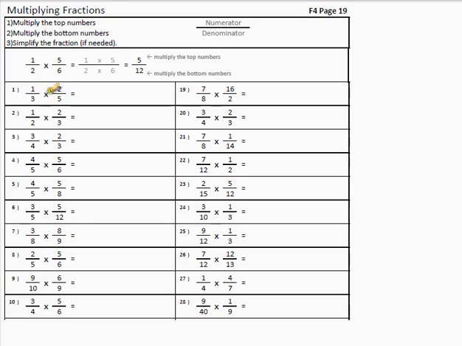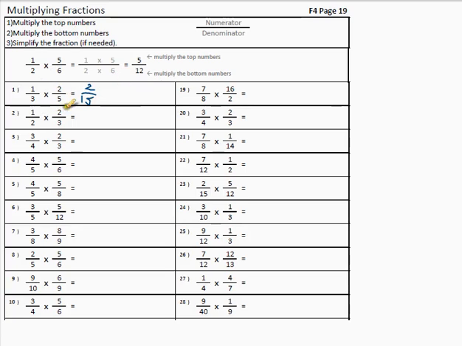Okay, times the top numbers here. The example says a half times 5 over 6. 1 times 5 at the top, 2 times 6 at the bottom. In other words, 5 over 12. Now what do you think this first one will be? 1 times 2, 2. 3 times 5, 15. Yes, a lot easier than adding and subtracting, isn't it?